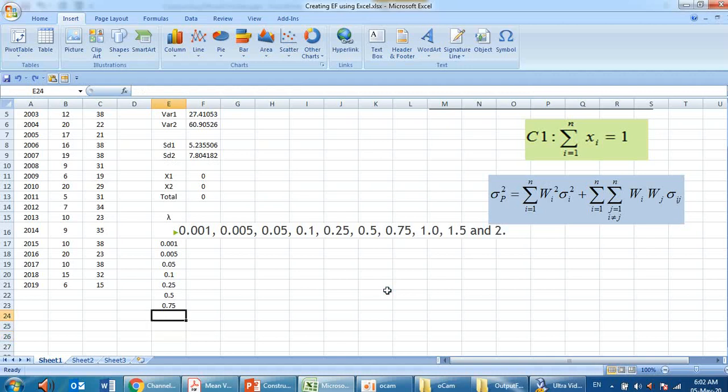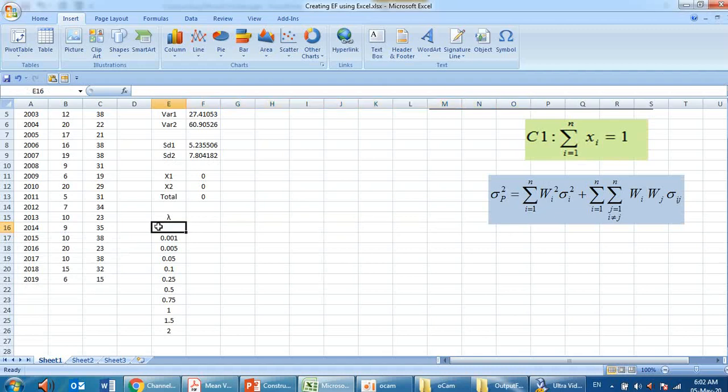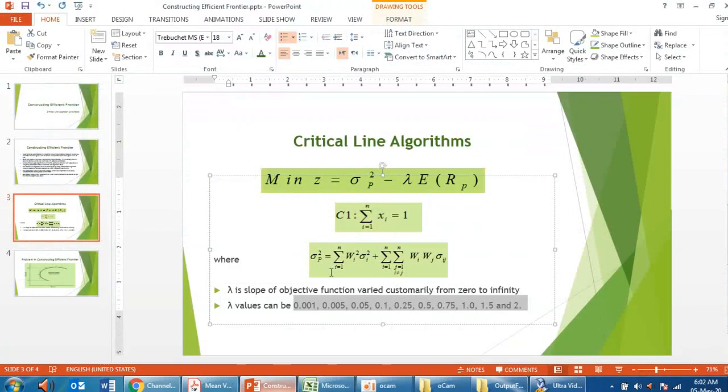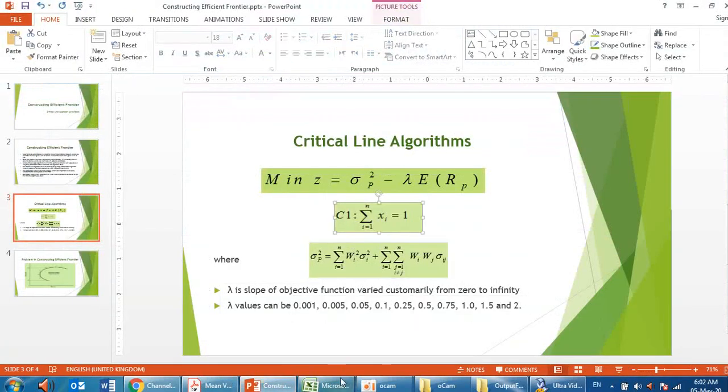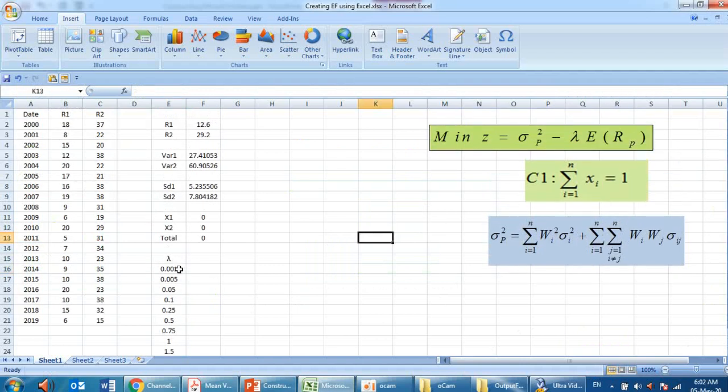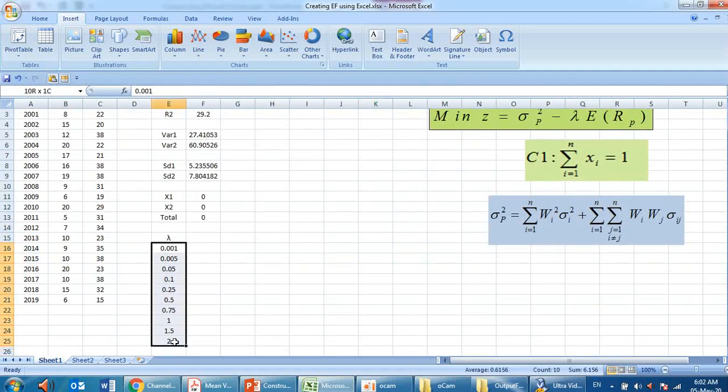One, 1.5 into 1.5 into. Let me delete and shift the cells up, and this got deleted. I'll put it back again. Okay, oh, it's up over there, sorry. So these are the lambda values. These are arbitrary values. We can change them accordingly from the data set also.